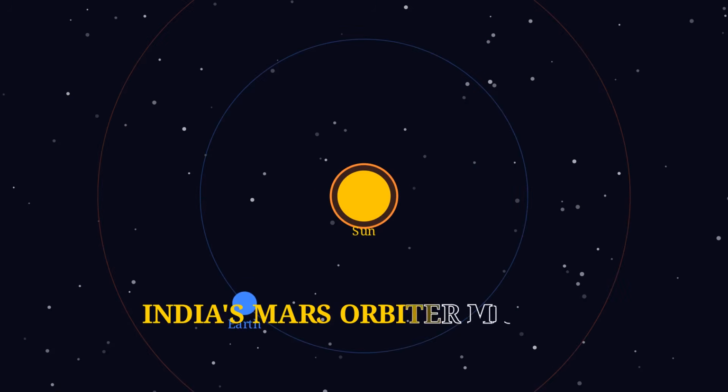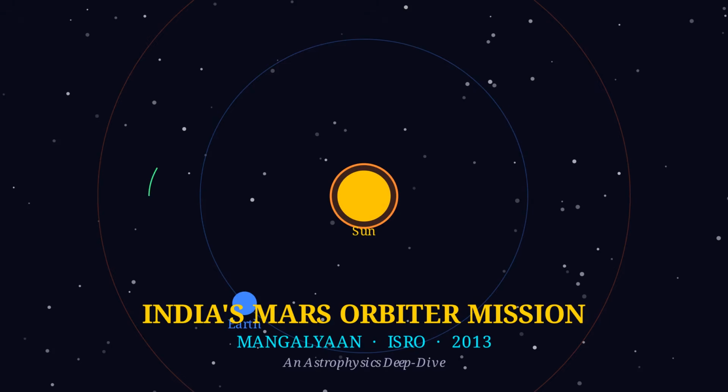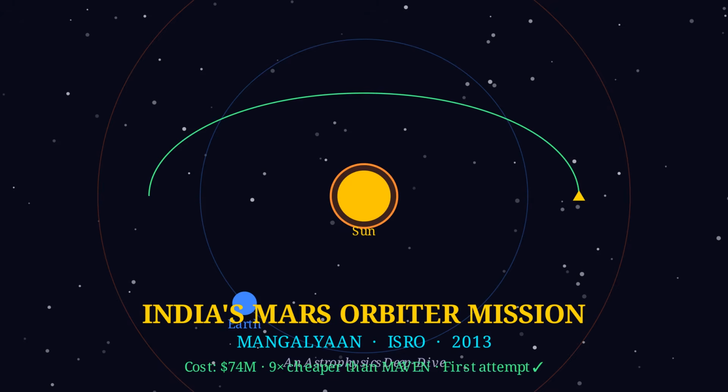India's Mars orbiter mission, known as Mangalyaan, is one of the most remarkable achievements in the history of spaceflight. Launched on the 5th of November 2013 by the Indian Space Research Organization, it became the first Asian mission to reach Mars orbit, and it succeeded on the very first attempt. Its total cost was just $74 million, making it 9 times cheaper than NASA's MAVEN mission launched the same year.